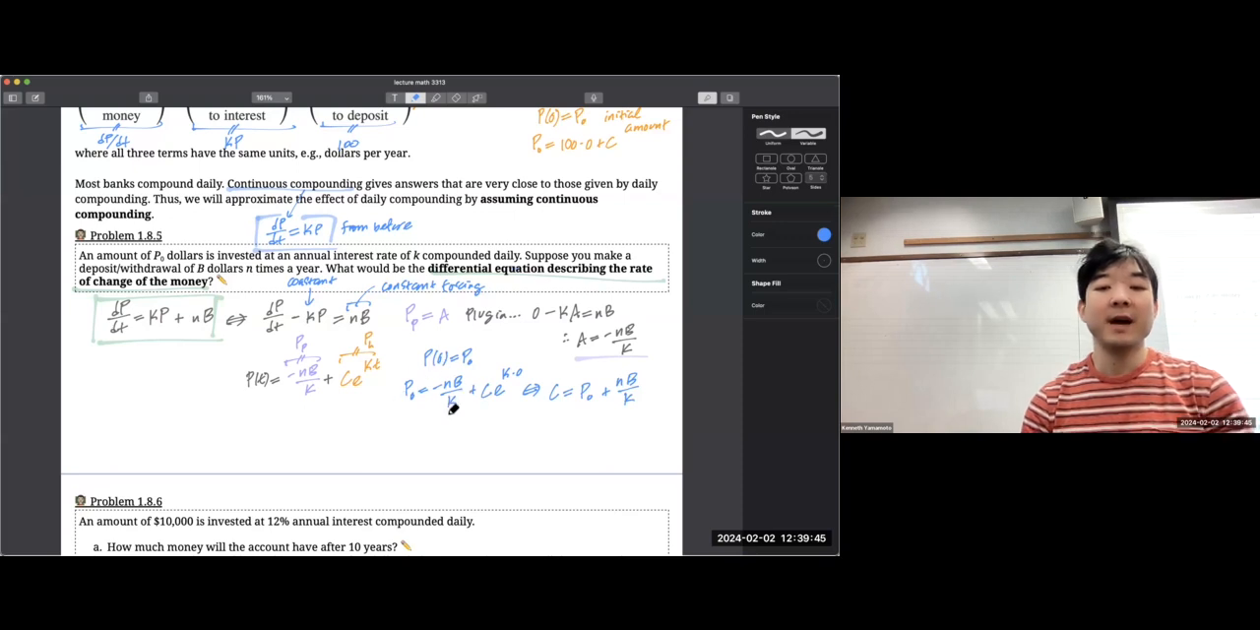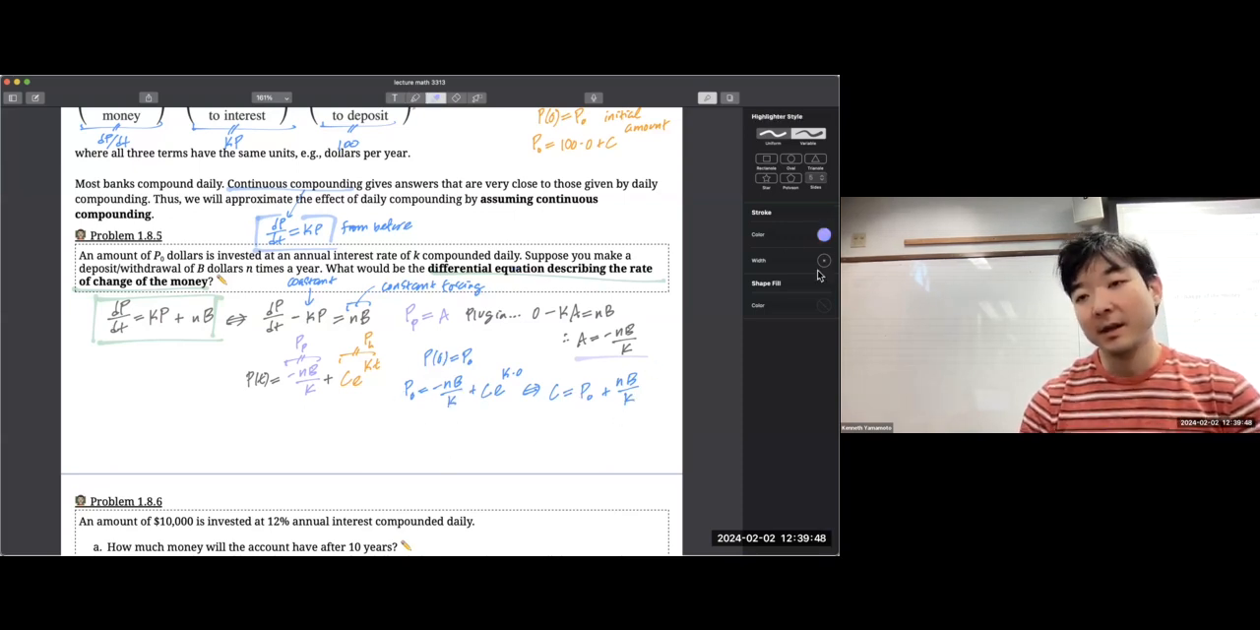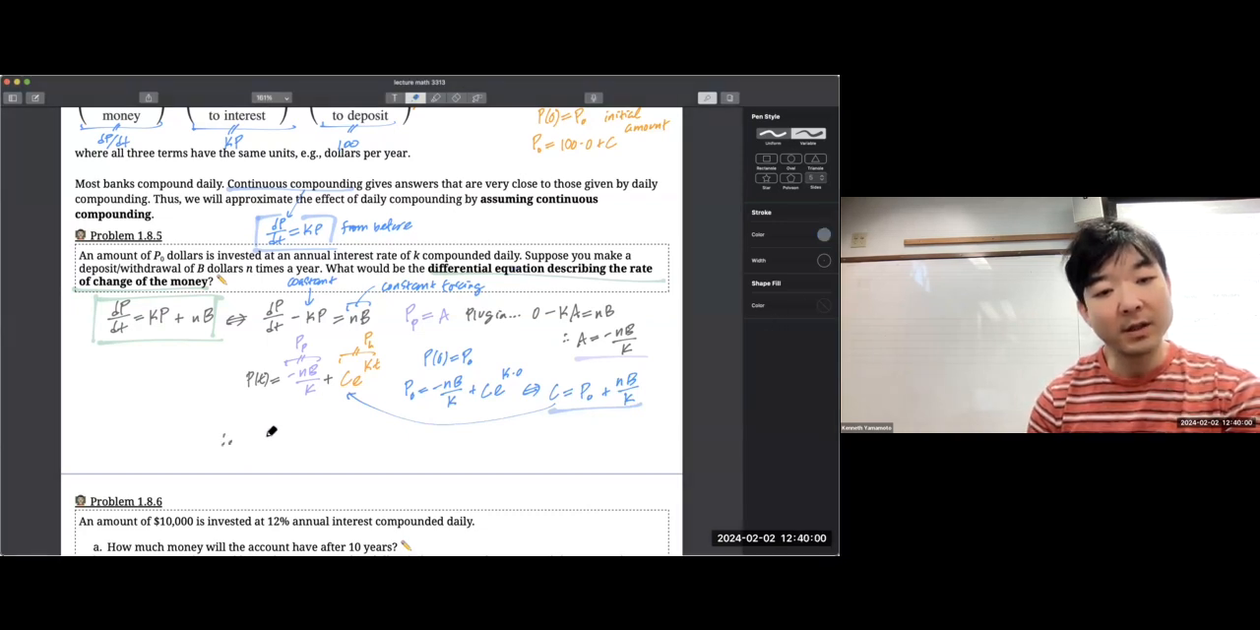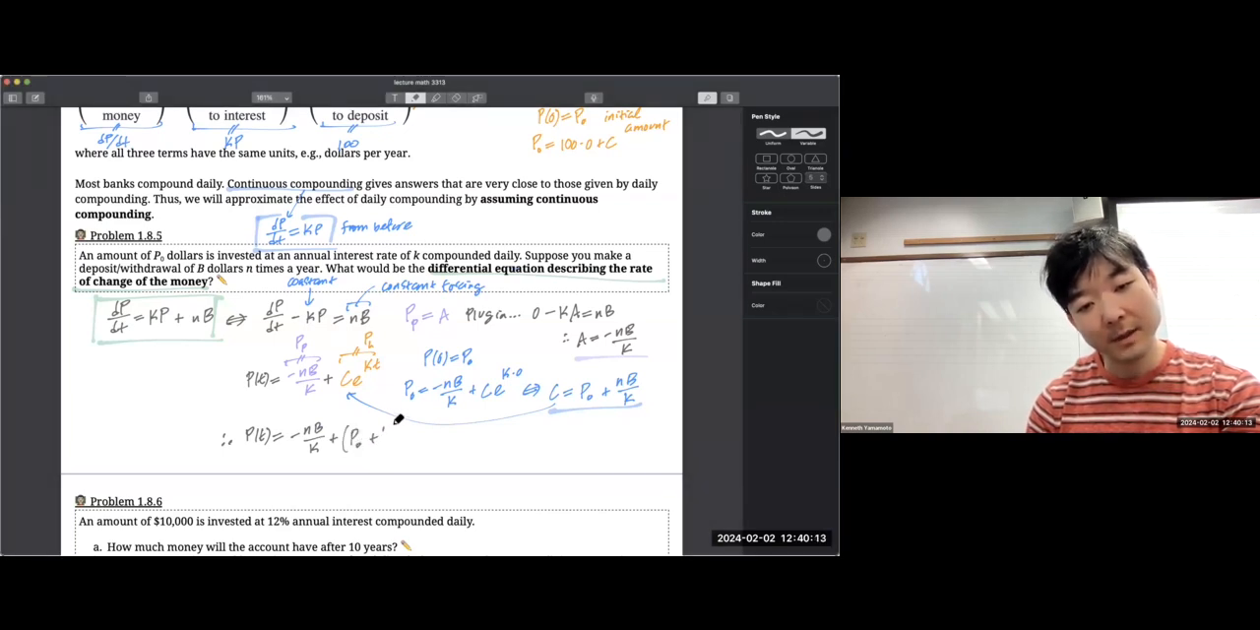So you're just going to add this NB over K to the other side. So that goes into this C right here. So our official model, if we apply the initial condition, is going to be equal to negative NB over K plus this C, P naught plus NB over K, times the e to the KT.